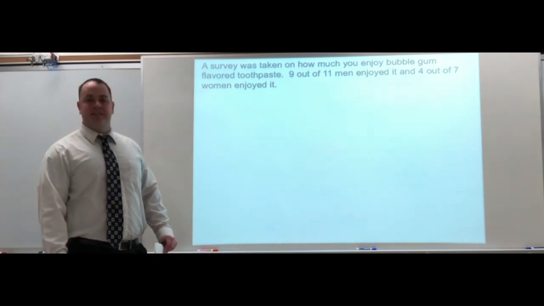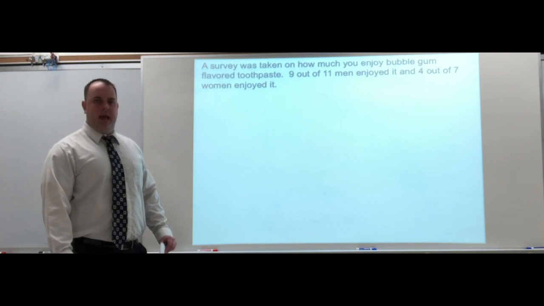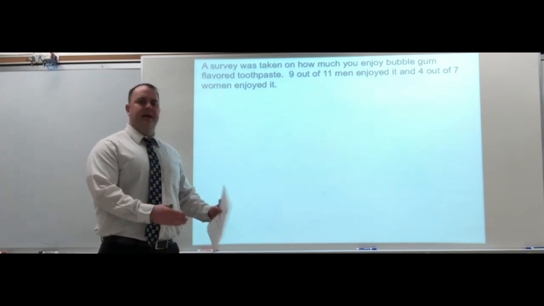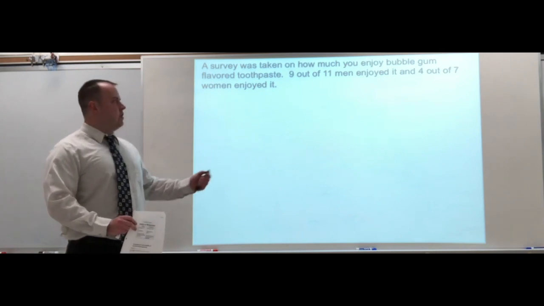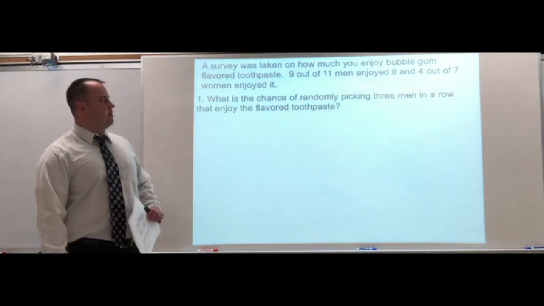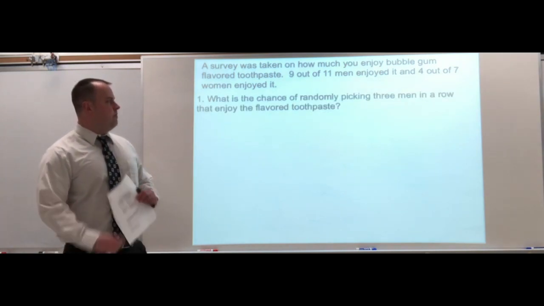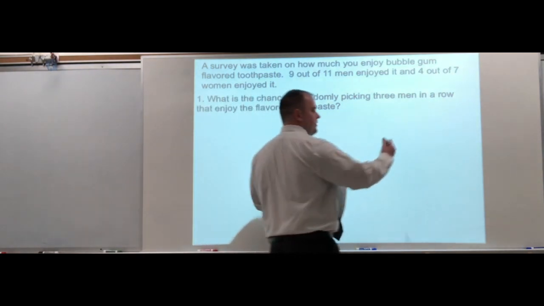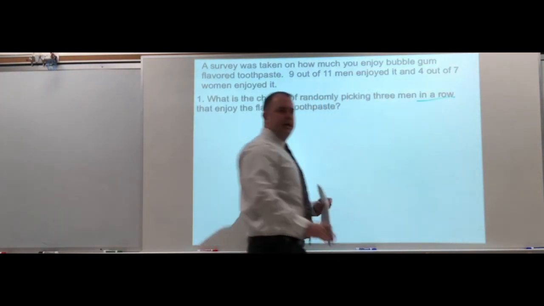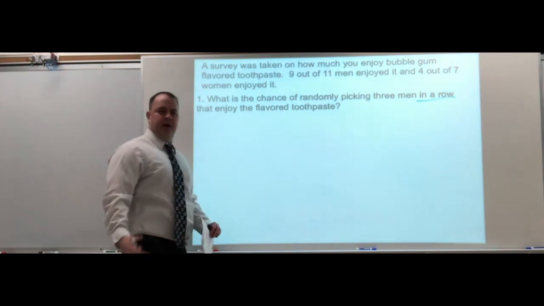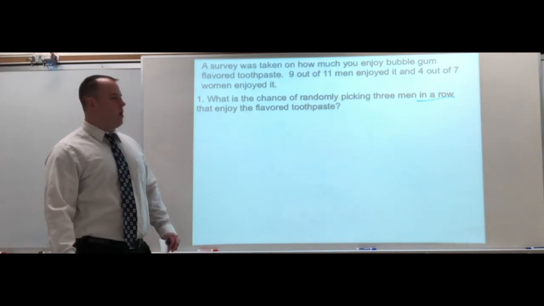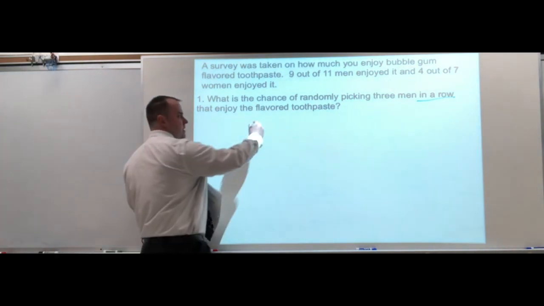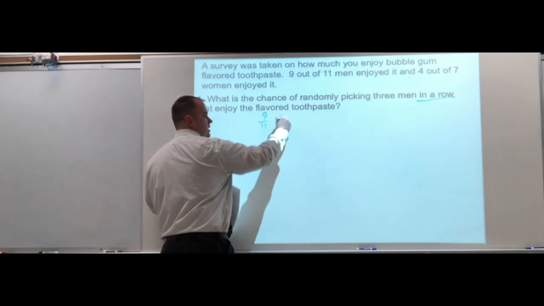So that 9 out of 11 is not going to change. Okay? Again, it's not a group of 11 men. It is a parameter. That is talking about the entire population. So when you're asked a question, what's the chance of picking 3 men in a row? That "in a row" is another key phrase. Okay? In a row means you're doing something multiple times in a row. There's multiple actions. So what's the chance of randomly picking 3 men in a row that enjoy the toothpaste? That 9 out of 11 is not changing.